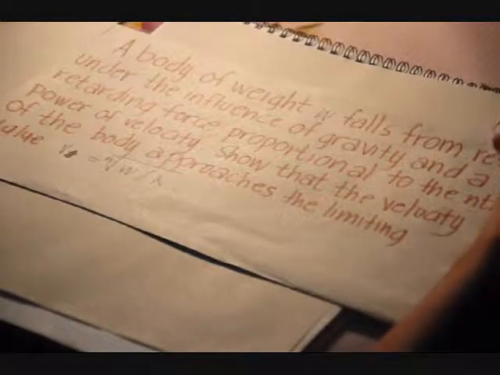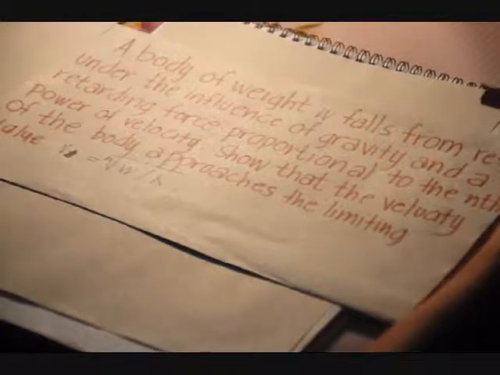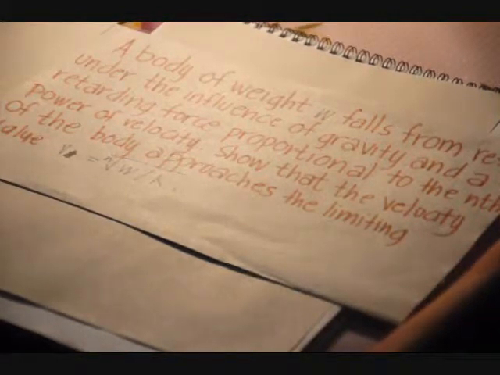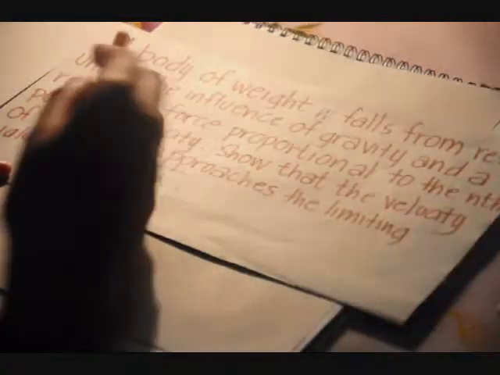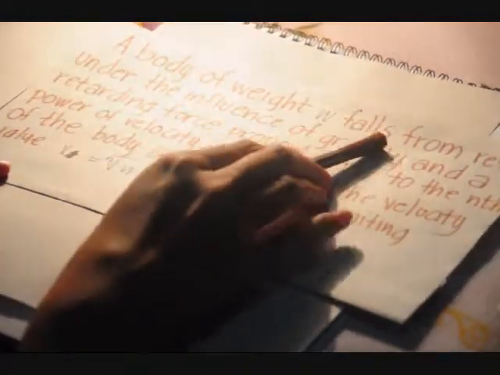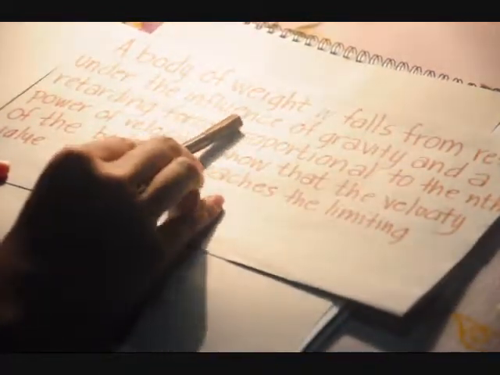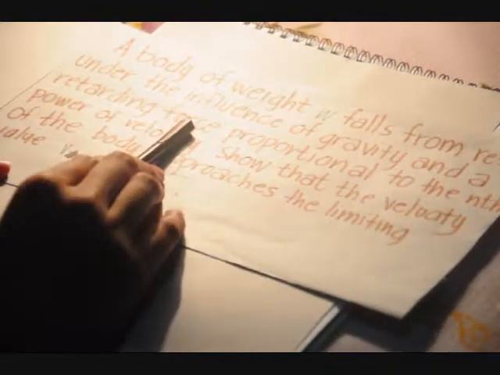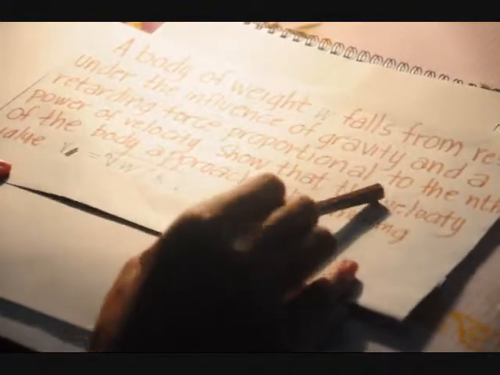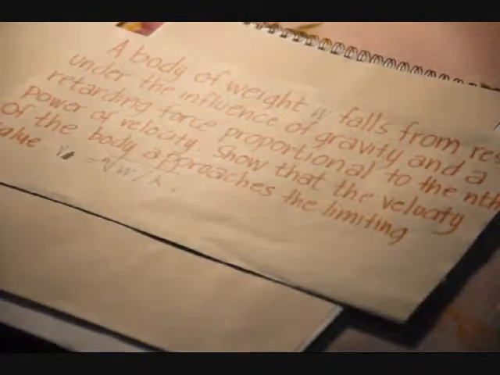Our next problem is for the application of the first order differential equation. So we have the problem: a body of weight W falls from rest under the influence of gravity and a retarding force proportional to the nth power of velocity. Show that the velocity of the body approaches the limiting value v equal to the nth root of W over k.